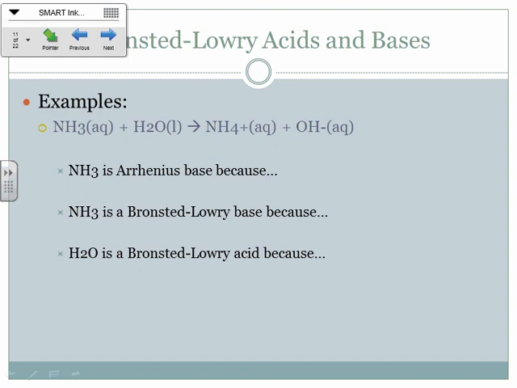Okay, so just again, another little example here talking about Arrhenius versus Bronsted-Lowry, okay? So NH3 in this particular case, in an aqueous solution, when you add that to H2O, I forgot the subscript and superscript here. This is NH4 plus and OH minus. Okay. Now notice what the NH3 did. It actually took a hydrogen from the water.